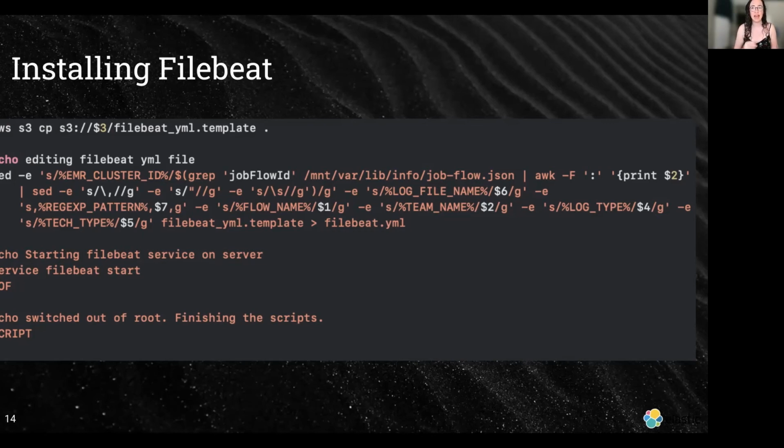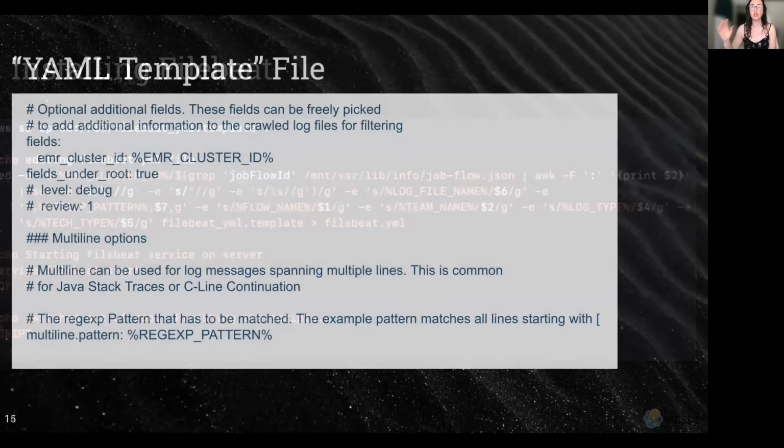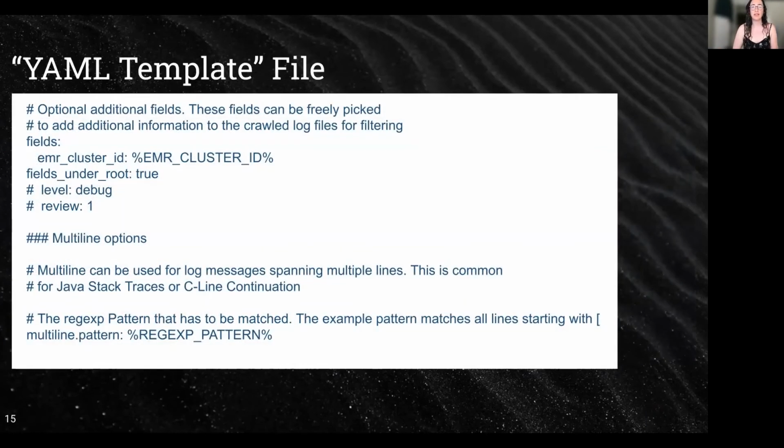So we're going to add the tags that we've discussed earlier, right? The flow name, the team name. And now we can actually also use a regular expression that we've received from the engineers in order to tell Filebeat how to collect the logs, how the logs look like. And so if you look at the template YAML file that we've created, you can see that under the multi-line pattern, we're just providing it with a regular expression pattern that the engineers provided us with.